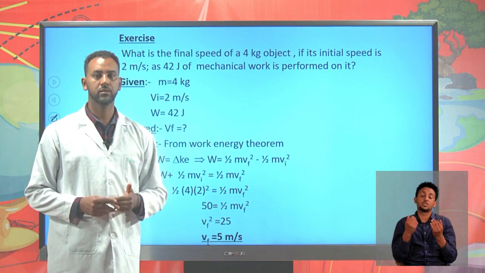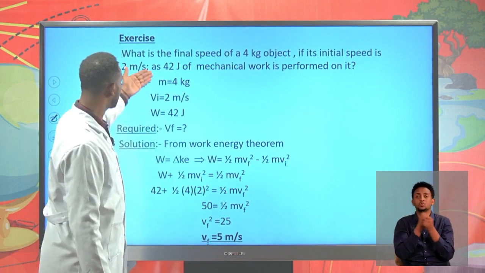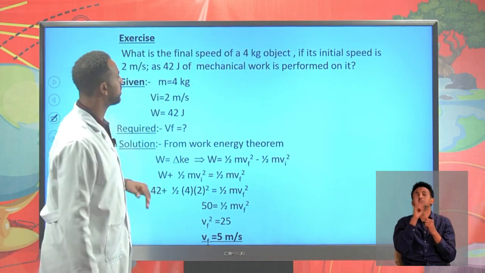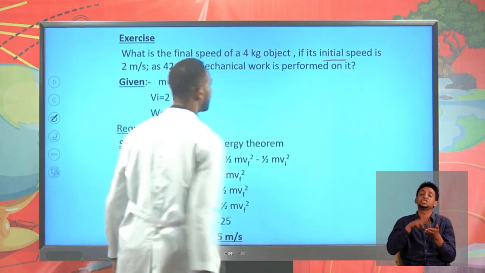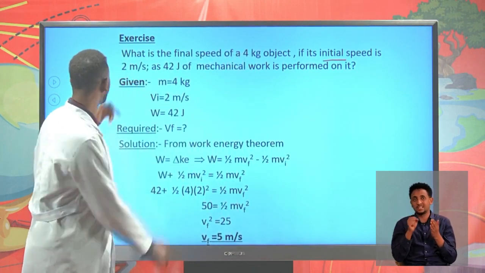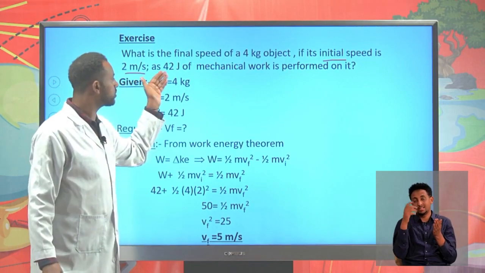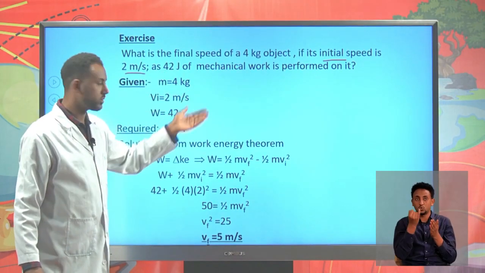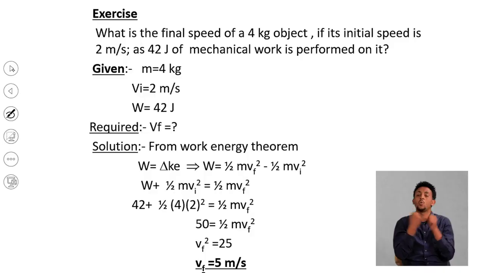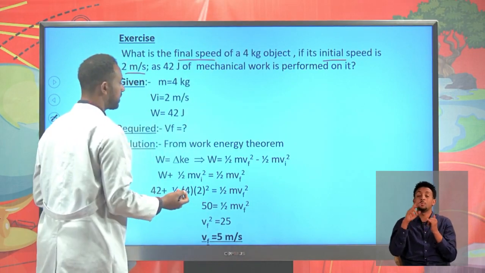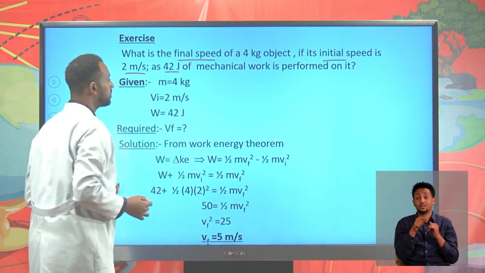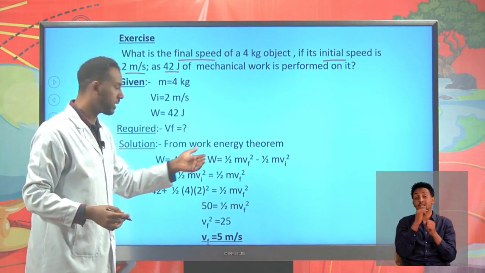Let's try to apply the Work-Energy Theorem to solve this example. What is the final speed of the previous 4 kilogram mass if its initial speed is 2 meters per second, as 42 joules of mechanical work is performed on it? Let's apply the Work-Energy Theorem. We know that work is equal to 1/2 m v final squared minus 1/2 m v initial squared. We are trying to determine the final speed of the particle, as 42 joules of mechanical work is applied on that object.